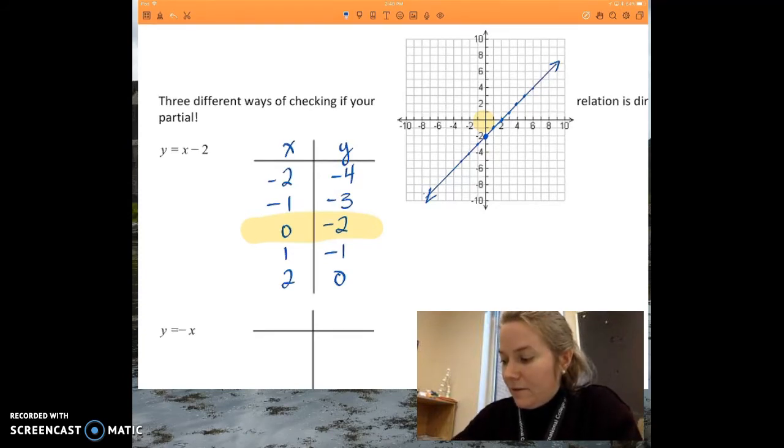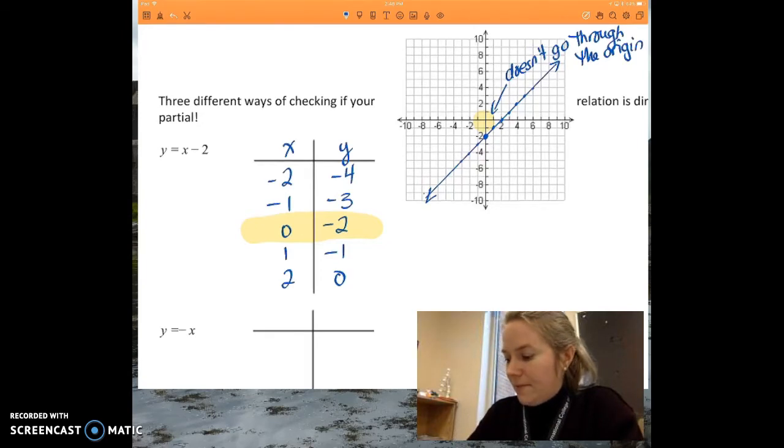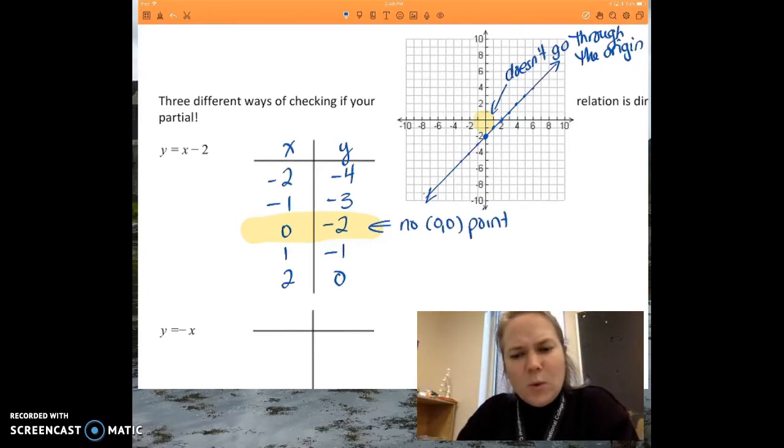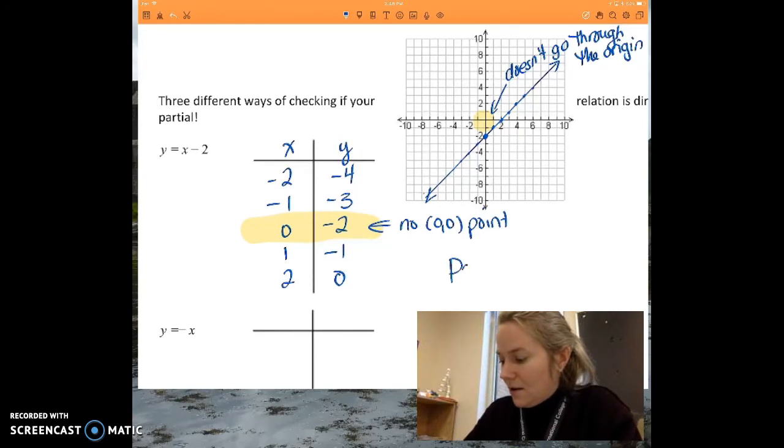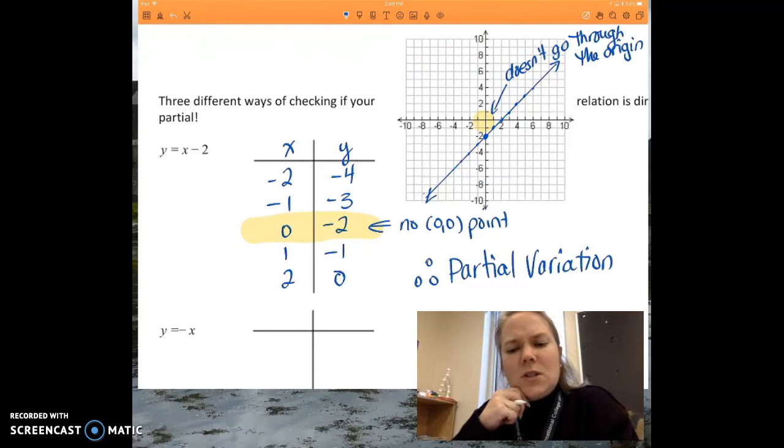So it doesn't go through the origin. My apologies. Let me do some spelling. The origin. Okay. There's no 0, 0 point. So what is this? Therefore, this is a partial variation. So I've given you 2 clues.